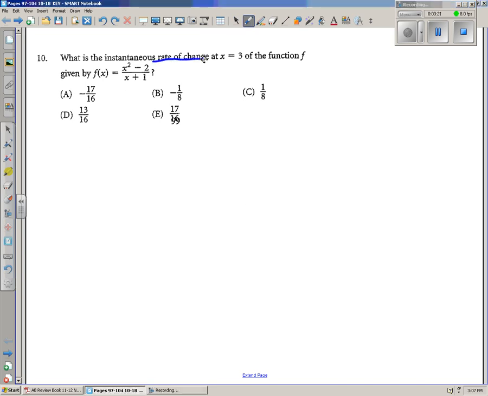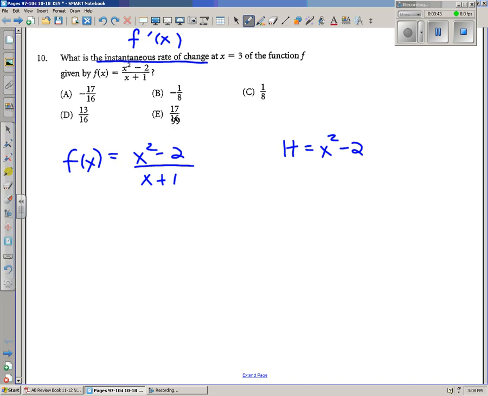Instantaneous rate of change, you should know, is a synonym for the derivative. So f of x is x squared minus 2 over x plus 1. That is a quotient, so we shall use the quotient rule.